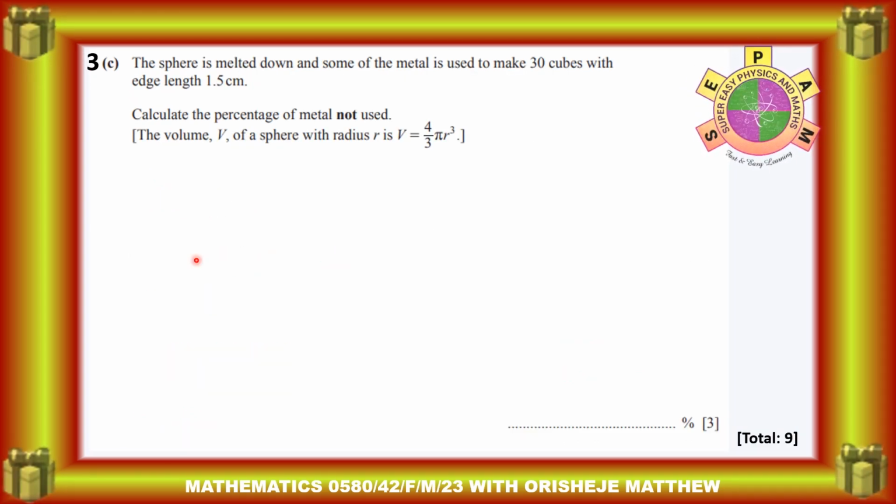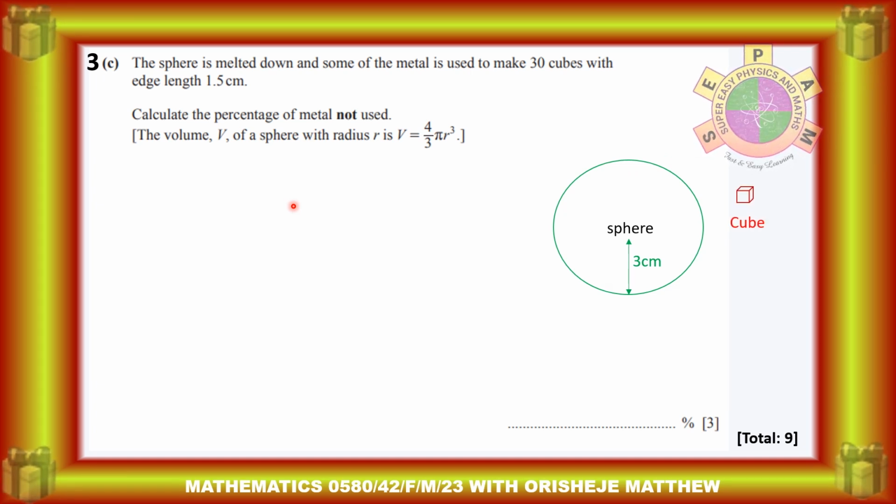The sphere is melted down, and some of the metal is used to make 30 cubes with edge length 1.5 cm. Calculate the percentage of metal not used. Wow. So in this case, the metallic sphere was melted and it was used to construct 30 cubes. So by principle, we have the sphere, the green, 3 cm radius, then it was melted to create smaller cubes, the red cube, and then the length of the cube is 1.5.